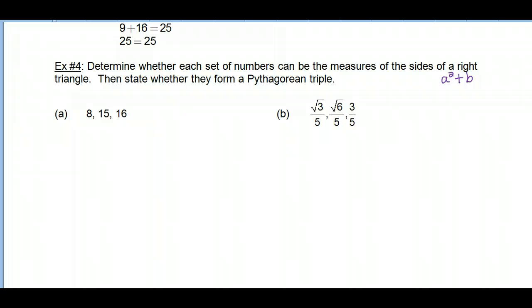Okay, so let's take a look at the first one. So 8 squared plus 15 squared.